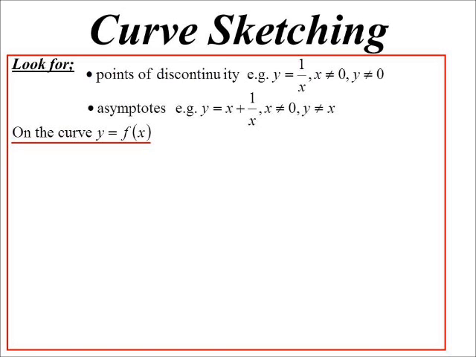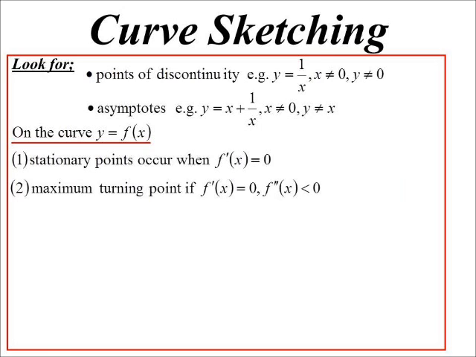But now we can add to it our calculus ideas. So on the curve, we know stationary points are going to occur when the first derivative equals 0. So that's the first thing we're looking for. Where's it going to turn? Once we've got them, we can classify them. If it's concave down, we know we've got a maximum turning point. If it's concave up, we know we've got a minimum turning point.